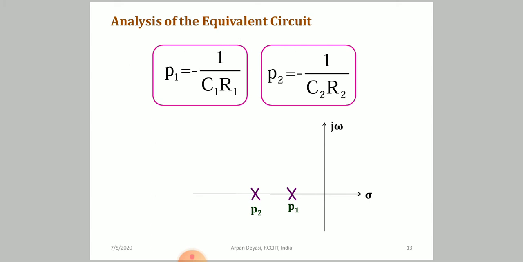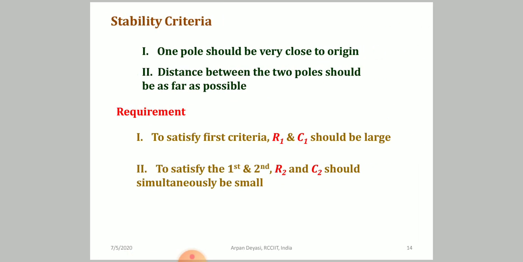Is it really? If 2 poles come in the left half plane of sigma j omega, is it really stable? No. Normally we think that absence of 0 in RHP and presence of pole in LHP gives the system stability, but no. For a practical circuit, it's not the scenario. So what we have to think is what will be the stability criteria of this circuit. There are 2 criteria. Please go through the criteria very carefully.